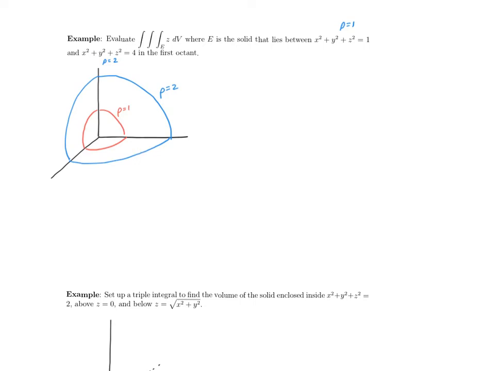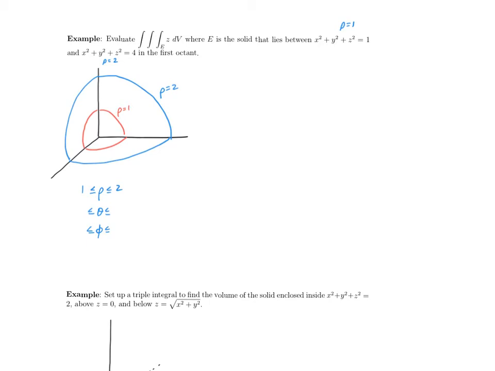That is, from our above picture, how do the rho values, the theta values, and the phi values vary? And let's just kind of talk our way through this intuitively. We're between the sphere of radius 1 and 2. So our rho values can be as small as 1 and as big as 2. We are restricted to being in this first octant.